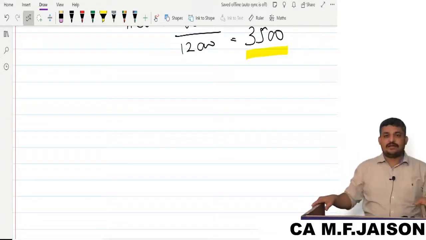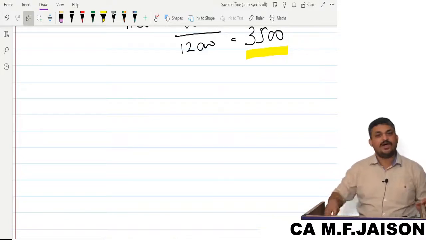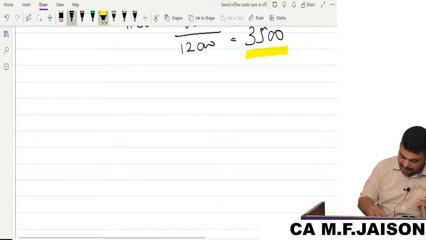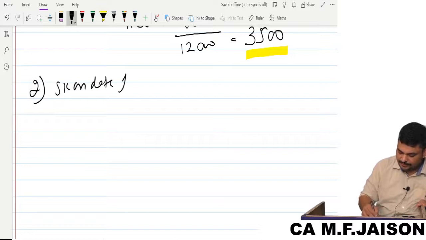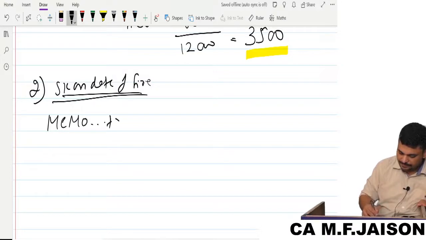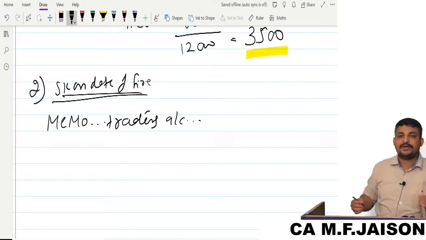After the trading account, we found out GPR 30%. Is that GPR 30% the previous year GPR or the current year GPR? Previous year GPR. Now, what I will do is prepare a memorandum trading account straight away. So, I proceed for stock on date of hire by preparing memorandum trading account.